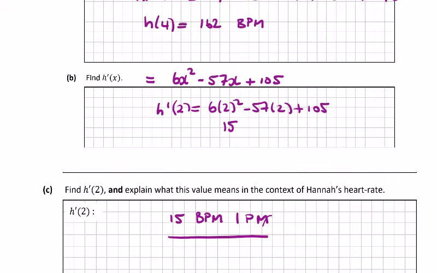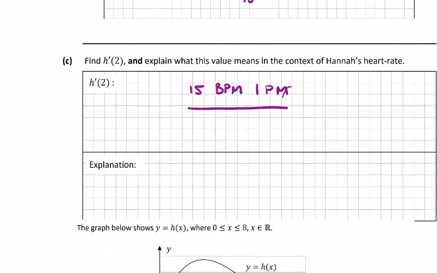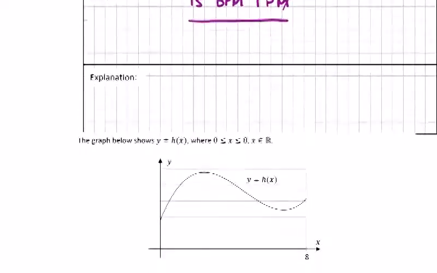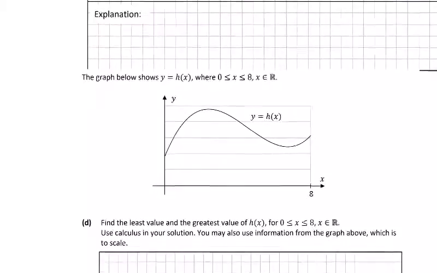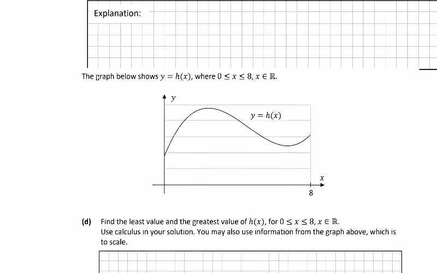You can write that out in English maybe too, and you've got the explanation there. The graph below shows y is equal to h of x between 0 and 8. Find the least value and the greatest value of h of x between 0 and 8. So the min and max points.